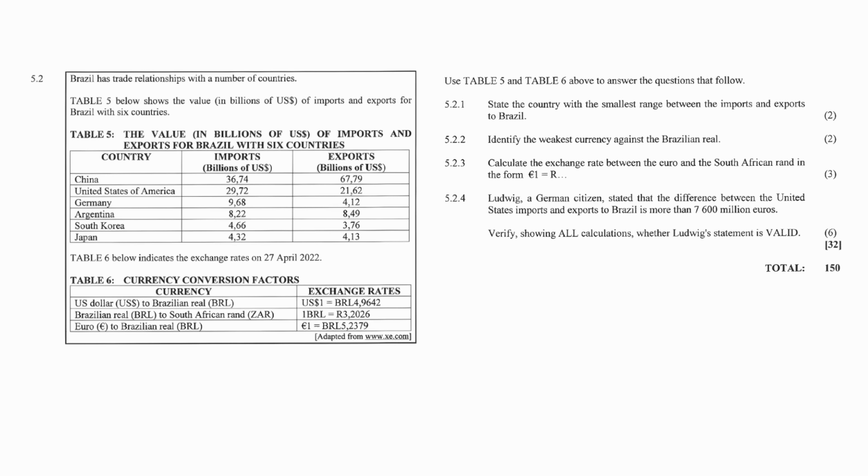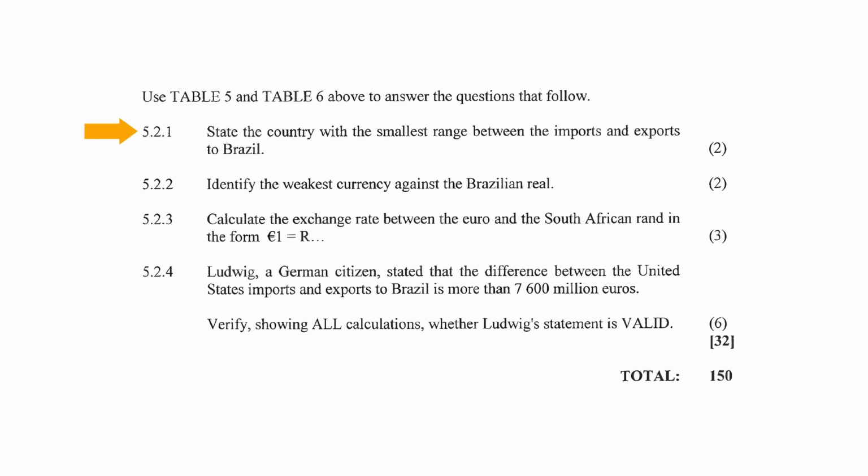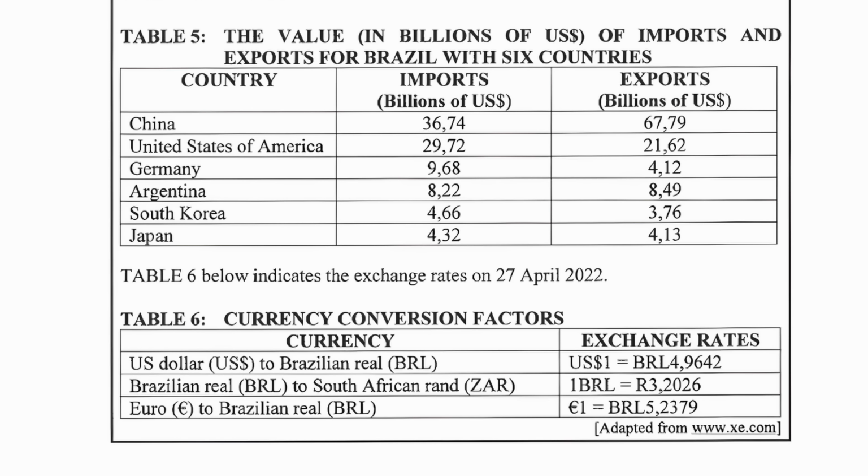Question 5.2 consists of 4 finance questions designed to assess your understanding of exchange rates. It is stated that Brazil has a trade relationship with a number of countries. Table 5 shows the value in billions of US dollars of imports and exports for Brazil with 6 countries. In question 5.1, you have to state the country with the smallest range between the imports and exports to Brazil. From the table, we determine that the country with the smallest range between the imports and the exports is Japan.